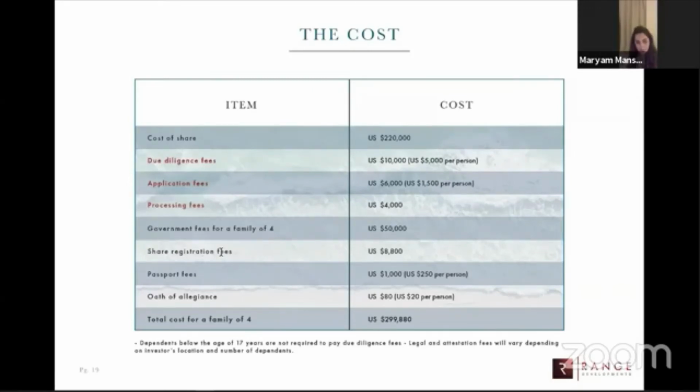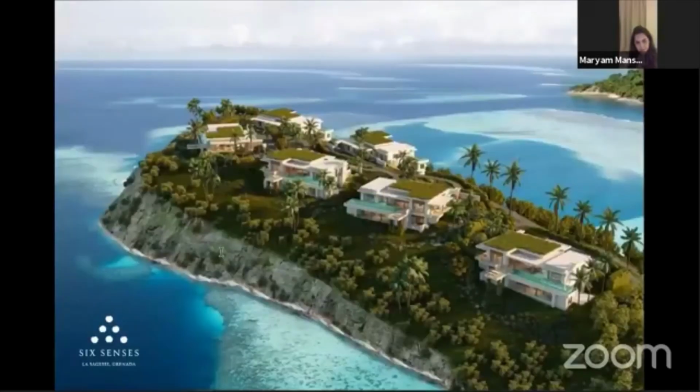Passport fees and oath fees. This does not include legal fees. Legal fees depend on the size of the family and the ages of their children. However, it only ranges between $5,000 to around $15,000 at most. That's a little snapshot of the project. And those are the independent villas that we have. They are also part of the hotel, but they're independent properties by themselves.